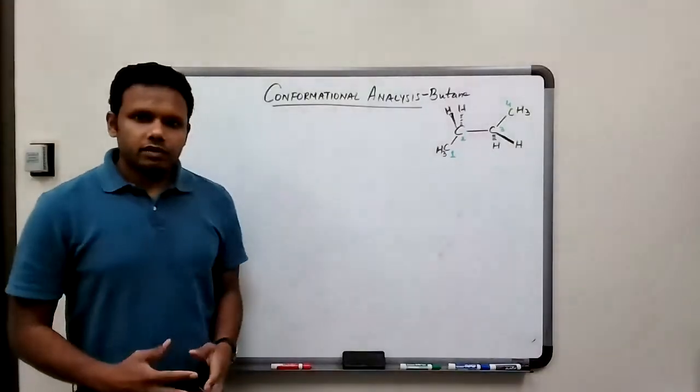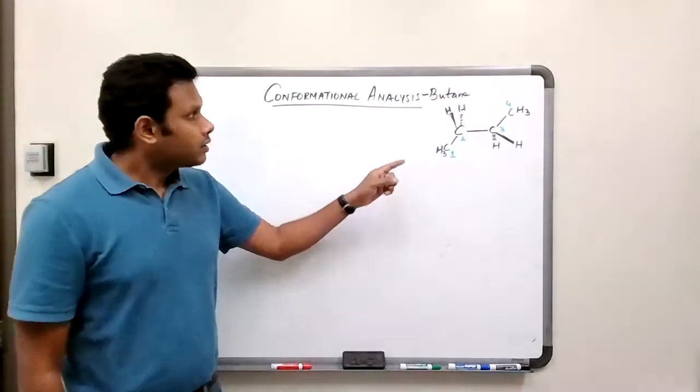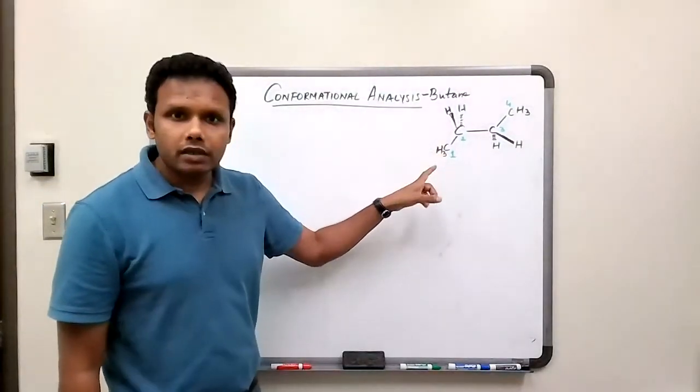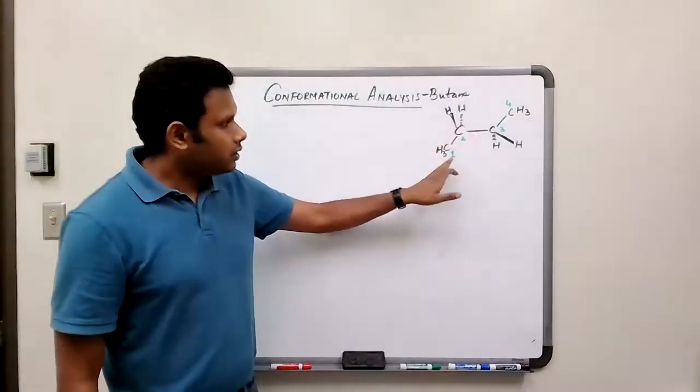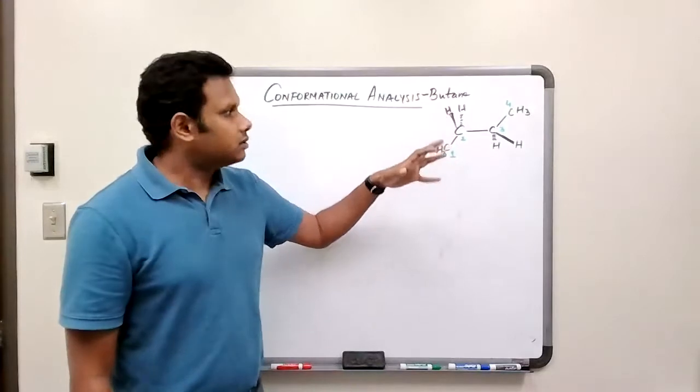Hi everyone, in this particular video, we will start talking about the conformation analysis of butane. Butane is a 4-carbon alkane, so I've drawn it out here, okay? And I'm focusing on certain aspects of this molecule.